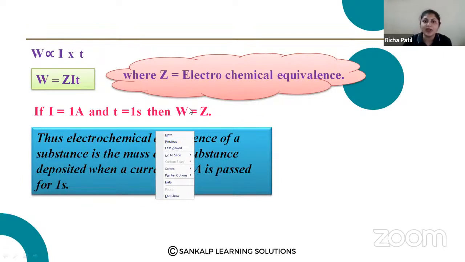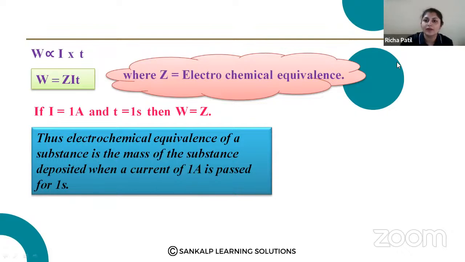So we have substituted your Q. W is directly proportional to Q, and Q is nothing but I into t. When you remove this proportionality sign, you introduce a constant, that is Z. Z is nothing but your electrochemical equivalent, called the electrochemical equivalence.